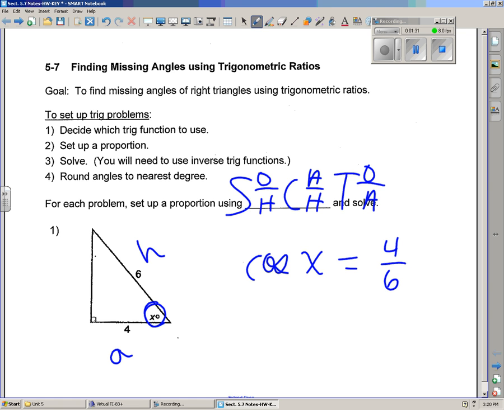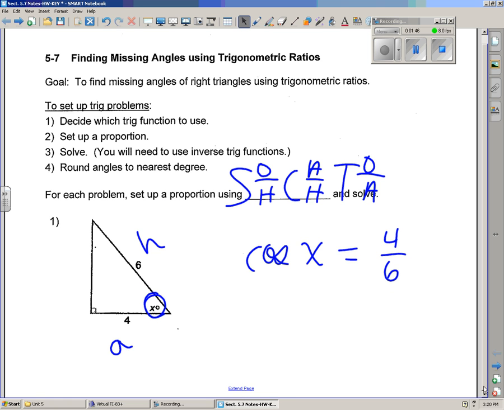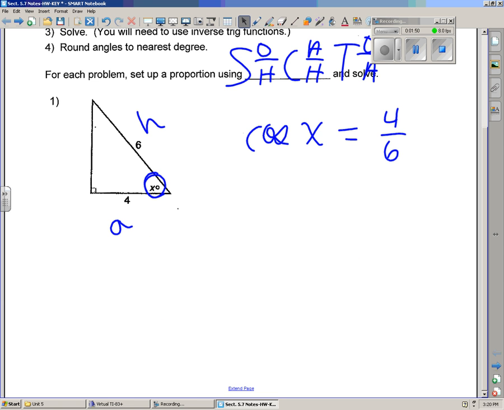So what we're going to do in the calculator, let's get to the calculator for one second. Make sure that you are back in degree mode. I am not, so I'm going to press enter here and go back. What you're going to type into your calculator is second cosine, and it's going to open up a parenthesis, and then you're just going to type in this ratio, 4/6.